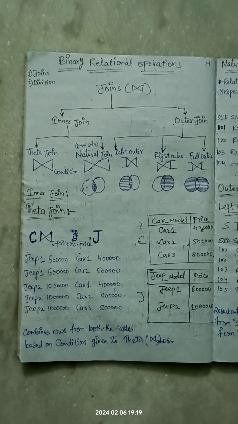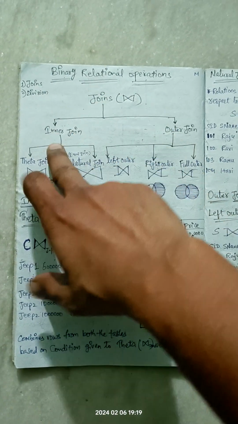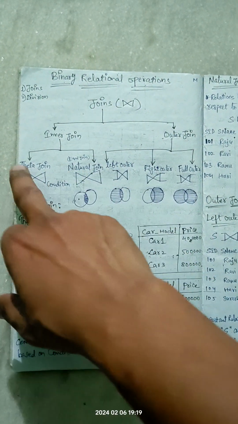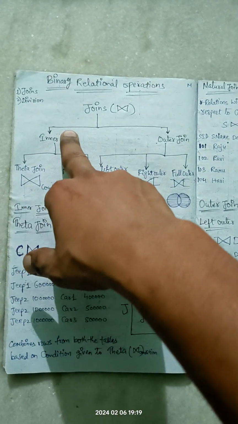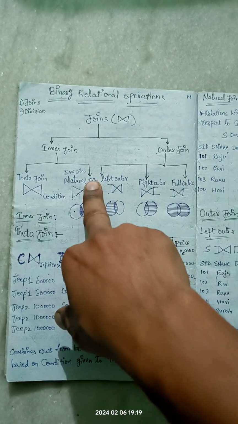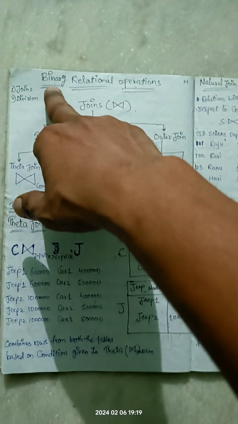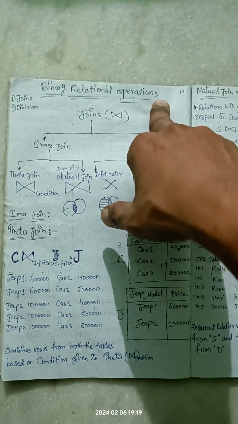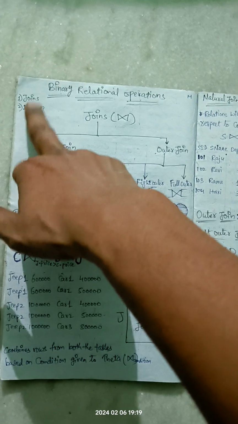So in the last video we have covered inner join, that is, we have covered theta join and natural join. In binary relational operations we have joins and division.